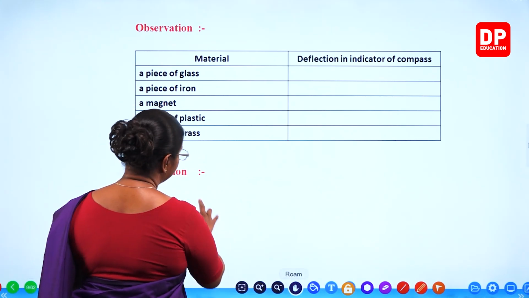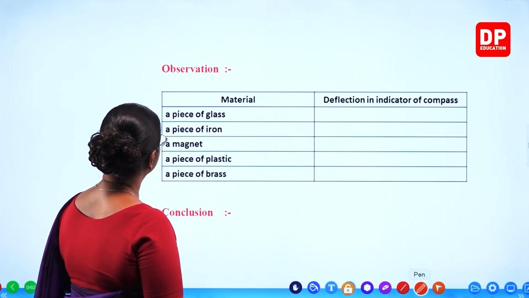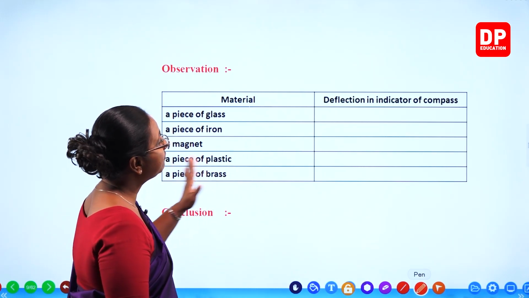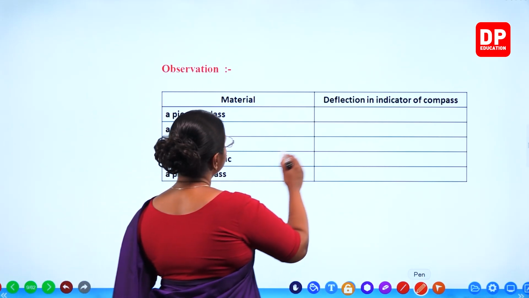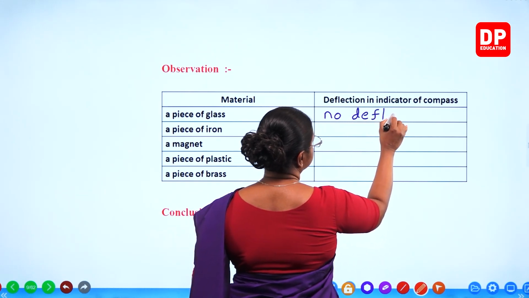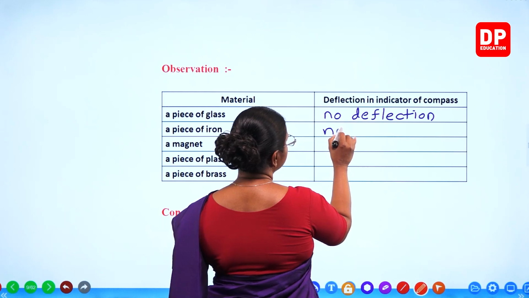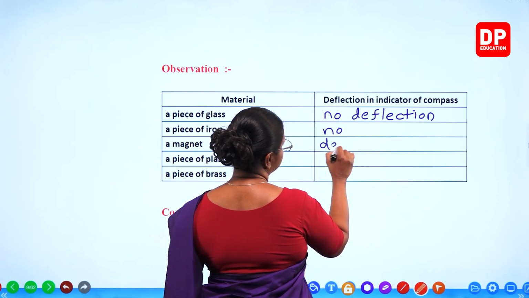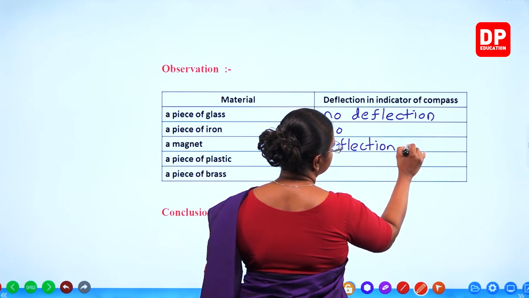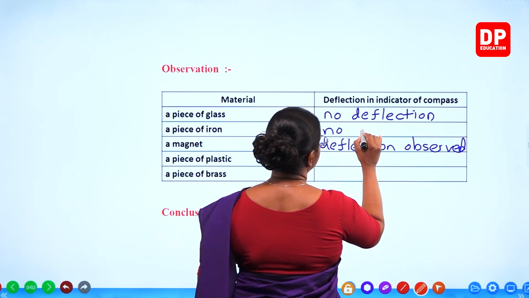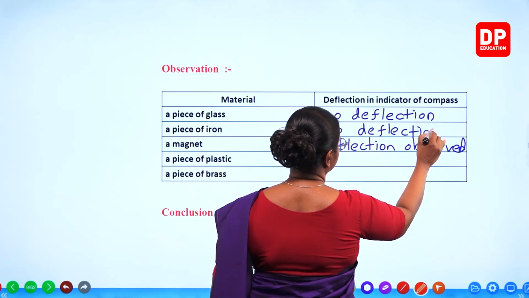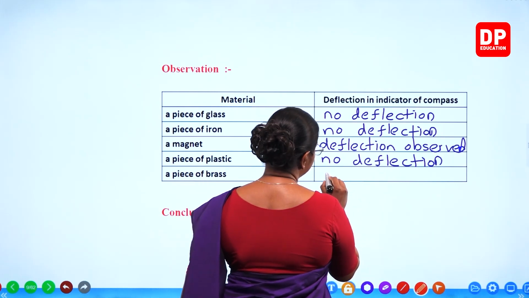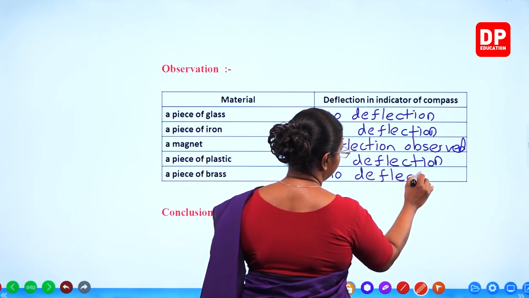The observation I have given as a table. This is what we observe: the materials, piece of glass, piece of iron, a magnet, a piece of plastic and a piece of brass, and deflection in the indicator of the compass. When there was a piece of glass, no deflection. Even with a piece of iron, no. With the magnet, deflection observed. With a piece of plastic also no deflection, and with a piece of brass also no deflection.